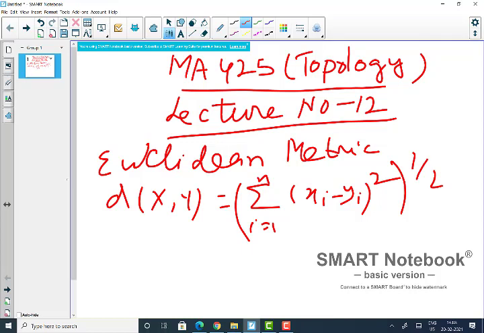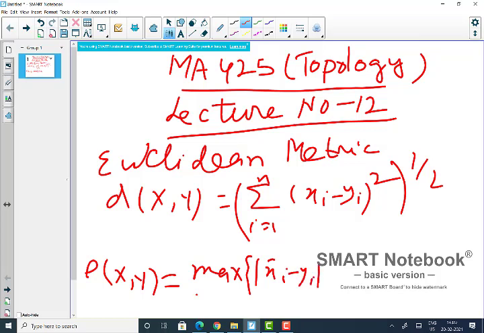And another one was the square metric, rho(x, y), which was defined by the maximum over i of the modulus of xi minus yi, i equal to 1 to n. And then we showed that these two metrics define the same topology on Rn, and that is nothing but the product topology on Rn.